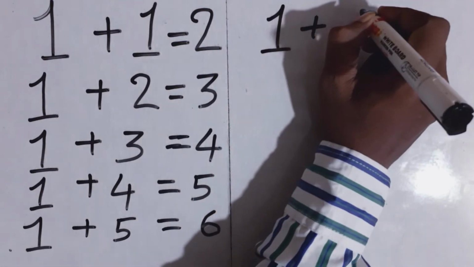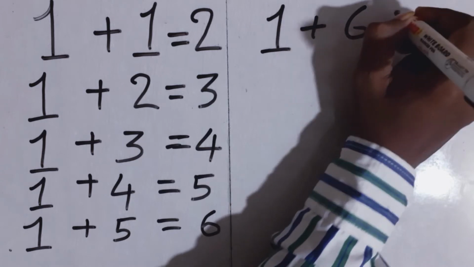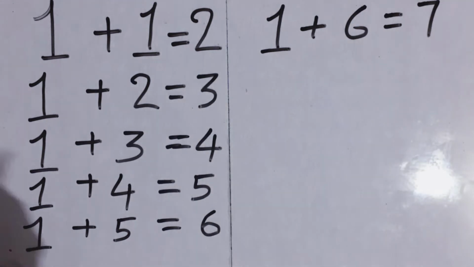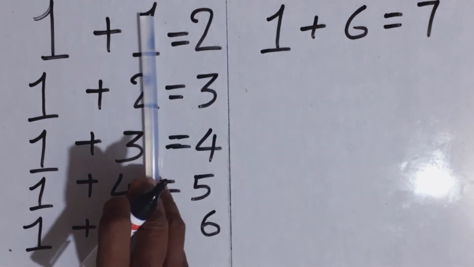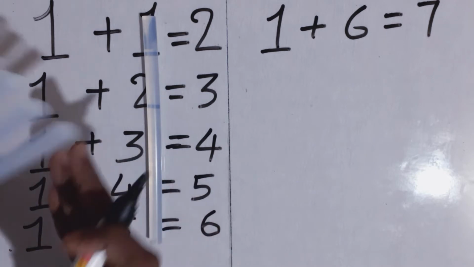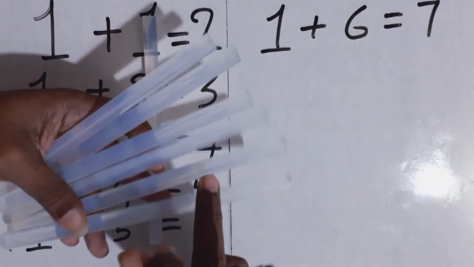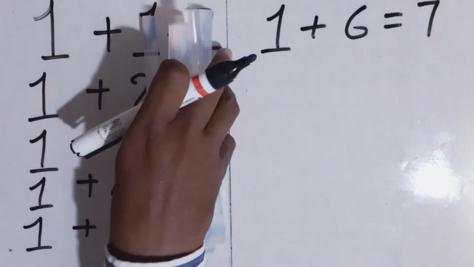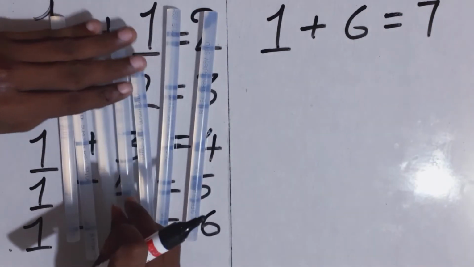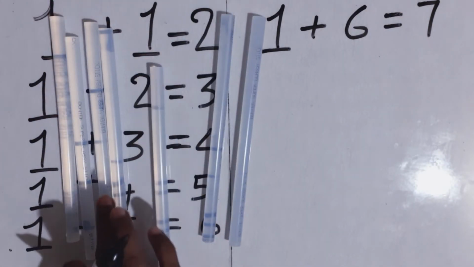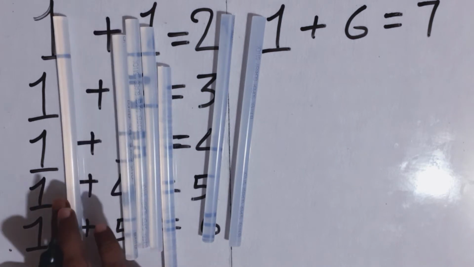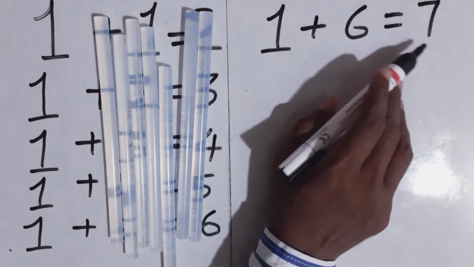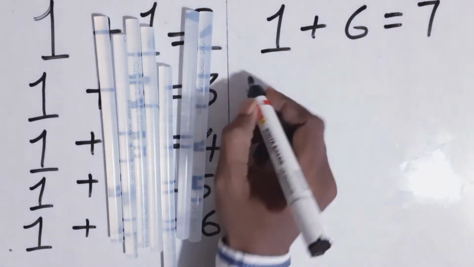1 plus 6 is equal to 7. See, this is one stick. If we add 6 sticks, here 1, 2, 3, 4, 5, 6. Now you count here 1, 2, 3, 4, 5, 6, 7. 1 plus 6 is equal to 7.